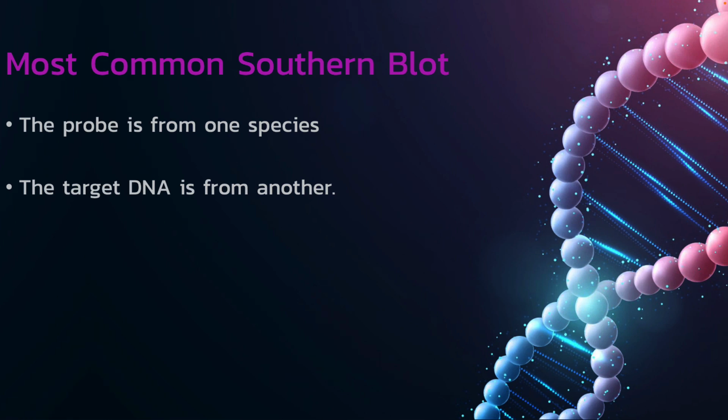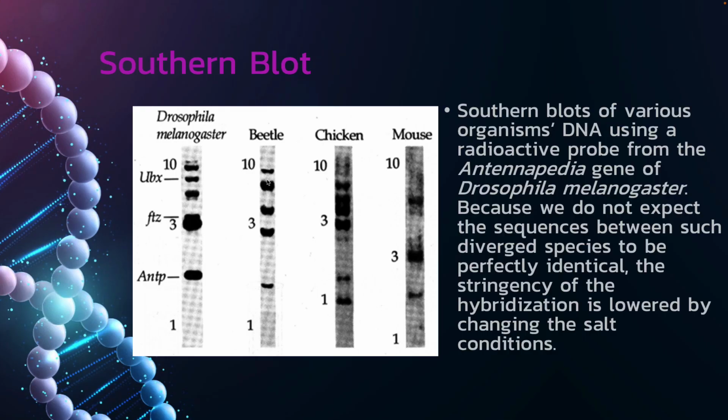So you could look for, like on this slide, Southern blots of various organisms' DNA using a radioactive probe from a gene called Antennapedia in Drosophila melanogaster. So here's Antennapedia in Drosophila melanogaster, and then we can check against beetles, chickens, and mice. And what we see is that we can get the binding at approximately the right size, above 1. So here's Antennapedia. Here it is in beetles. Here it is in chickens. Here it is in mice.